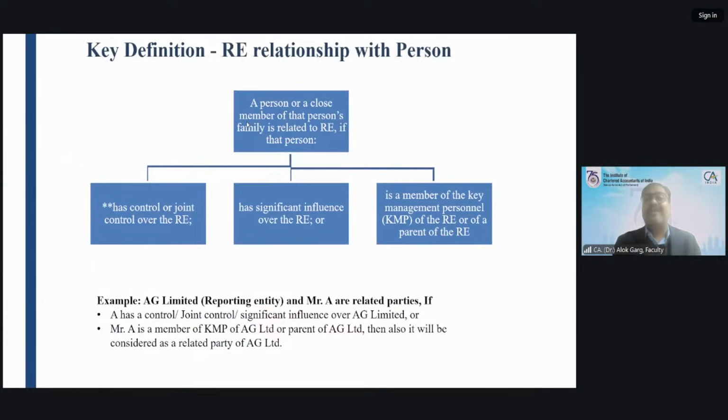Now, who is the related party? First, we will talk about a person, right? Reporting entity, relationship with a person. With a person means, who is the reporting entity? Saminathan and Company Private Limited. Who is a person? Saminathan, right?